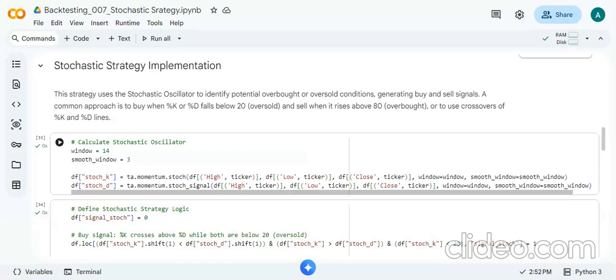So the standard and default settings are a window of 14, meaning 14 days.